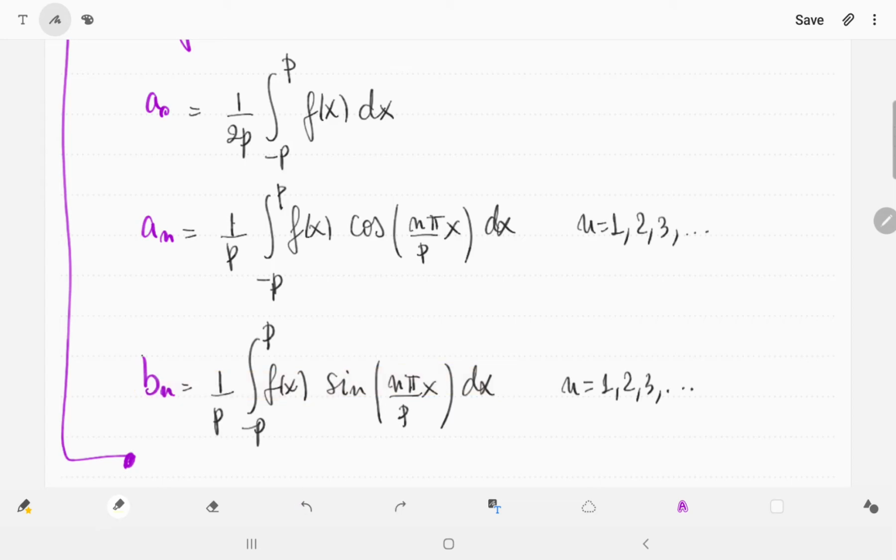Each time you have to find a Fourier series representation, you don't have to deduce all these formulas. You can just apply these formulas here. Okay.